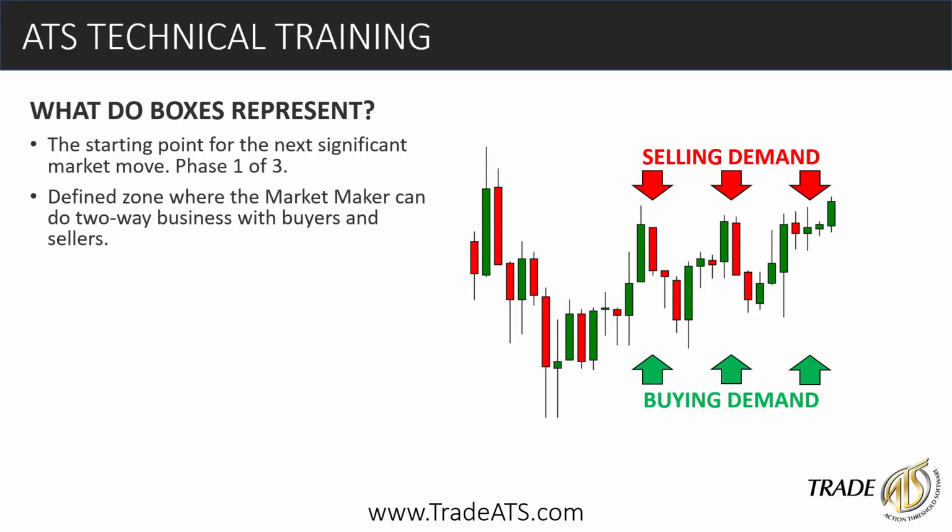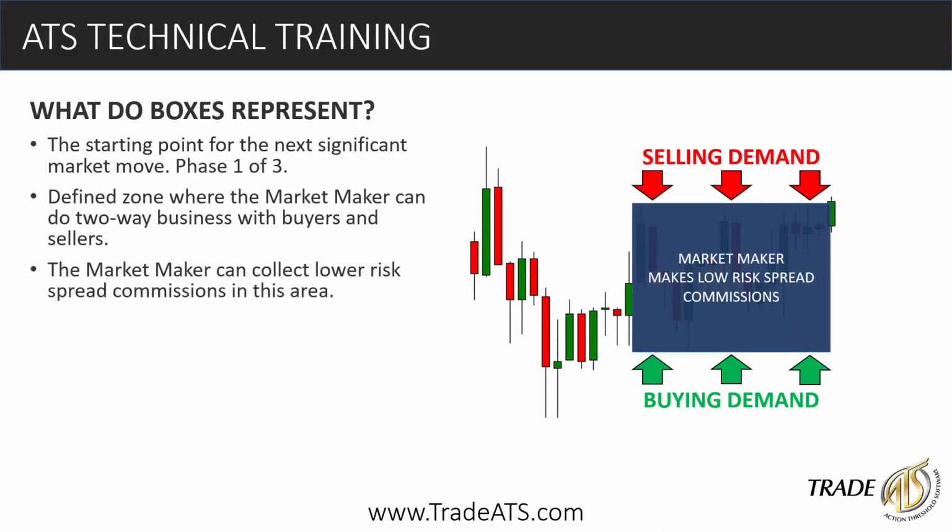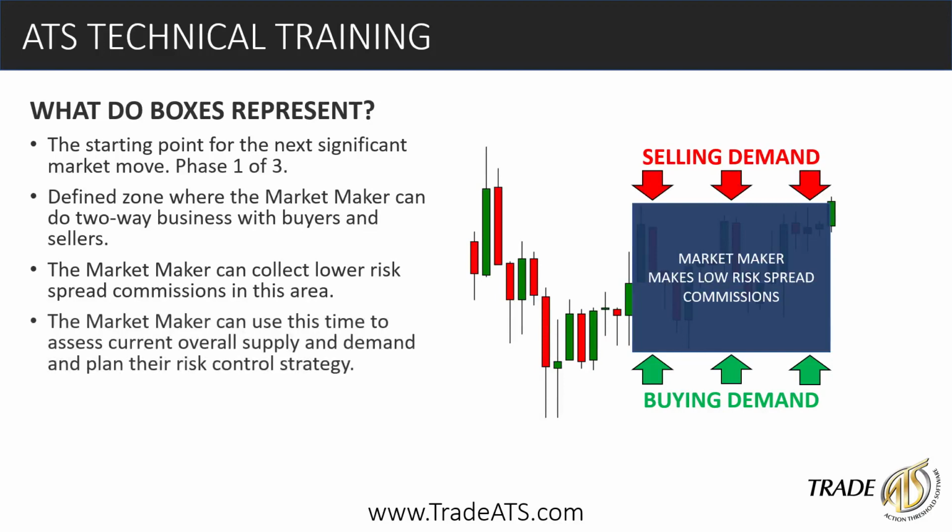The market maker can easily match up those trades, and the market maker can collect lower risk spread commissions in this area. Spread commissions are the market maker's main source of income, and this is a very low risk area for them to collect those commissions back and forth until the market breaks. So the market maker can use the time that we're in that box to assess current overall supply and demand and plan their risk control strategy. When we exit that box, the market maker can use phase 2, the expansion phase, to adjust their risk in their overall book of business in preparation for the next market move to higher or lower prices.